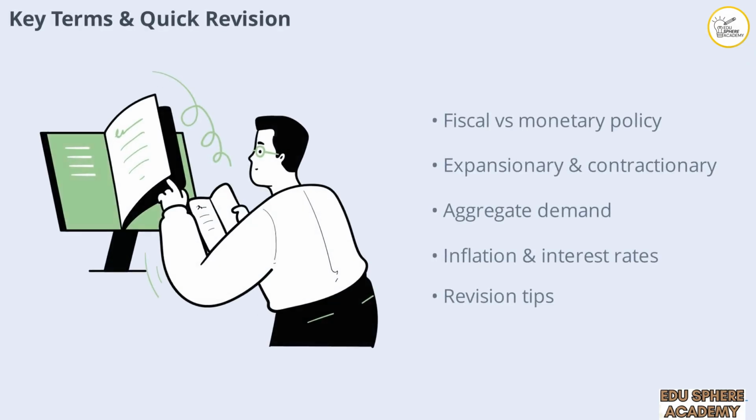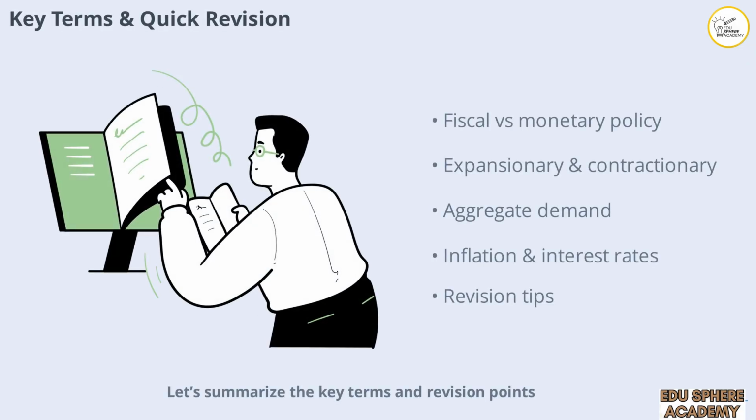Summarize the key terms and revision points. Fiscal policy involves government spending and taxes, while monetary policy uses interest rates and money supply control. Expansionary policies boost aggregate demand and contractionary policies reduce it. Understanding aggregate demand, inflation, and interest rates is essential. For quick revision, remember the tools, types, pros, and cons of each policy. Define terms clearly, use diagrams for analysis, and evaluate with examples for exam success.